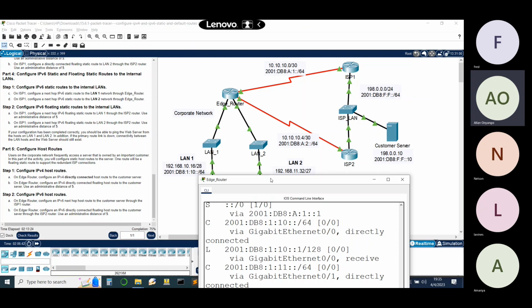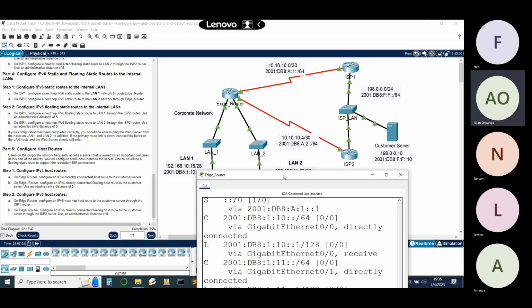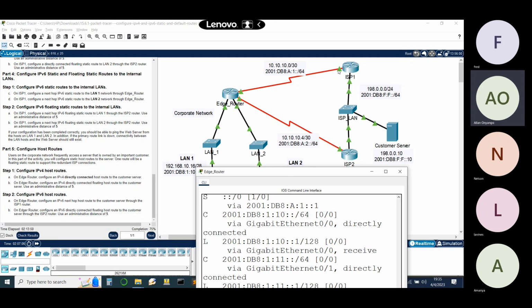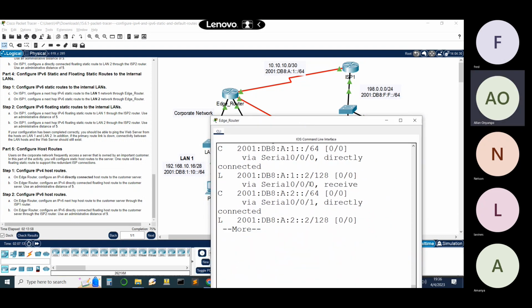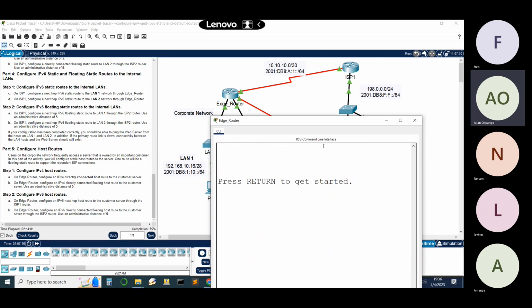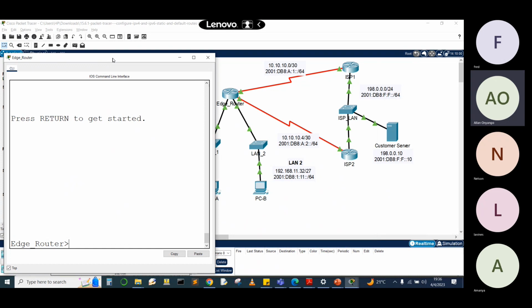We are basically going to see that when we add the second route through here. So let's see how to do that here. So we will assume that the primary path will be through ISP1 and the backup path will go through ISP2. All right. So let's do that right here on our edge router.